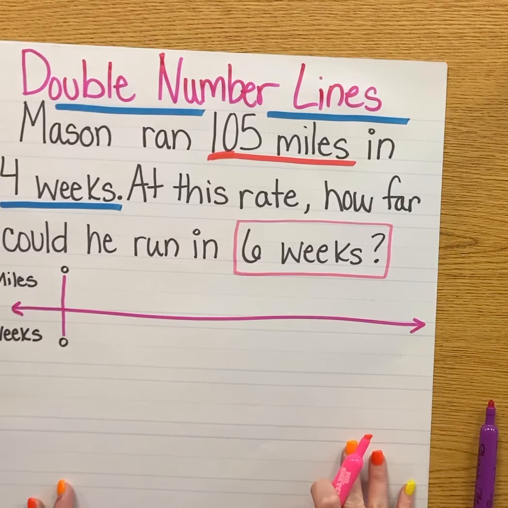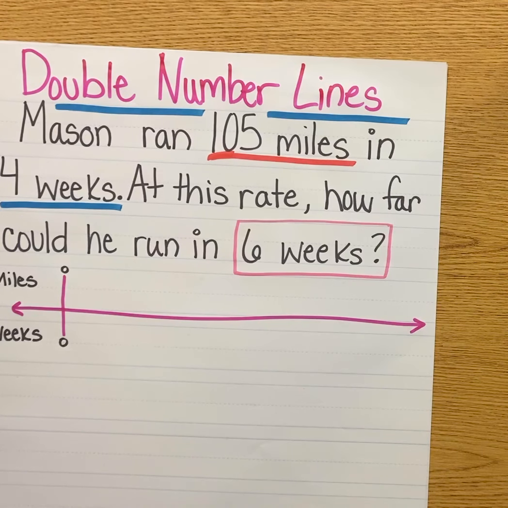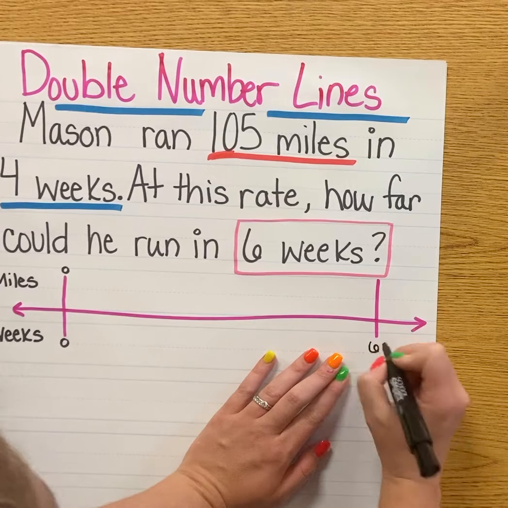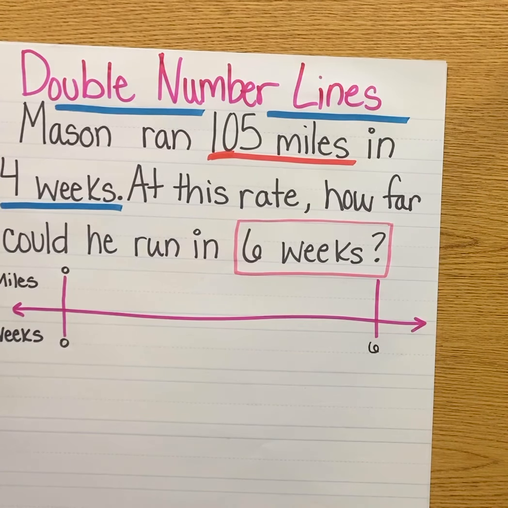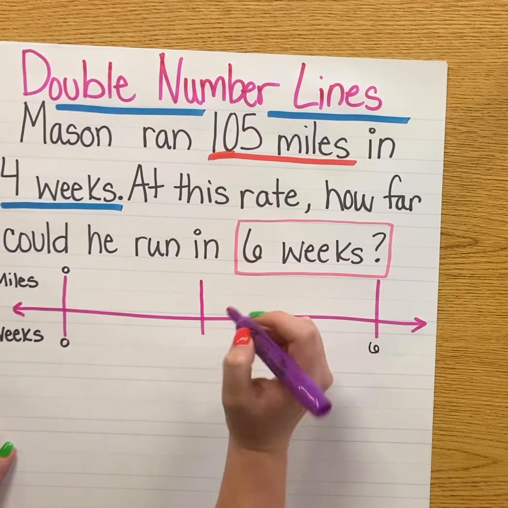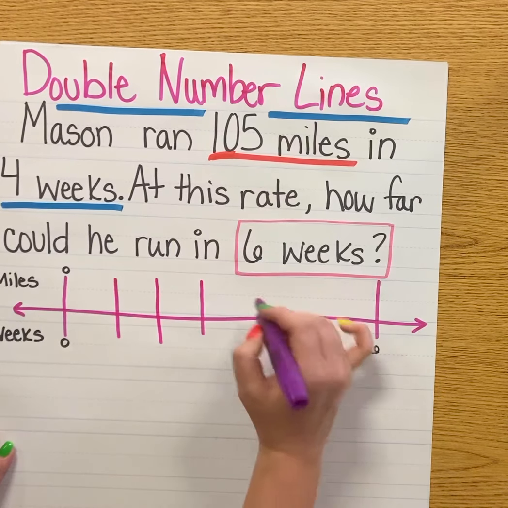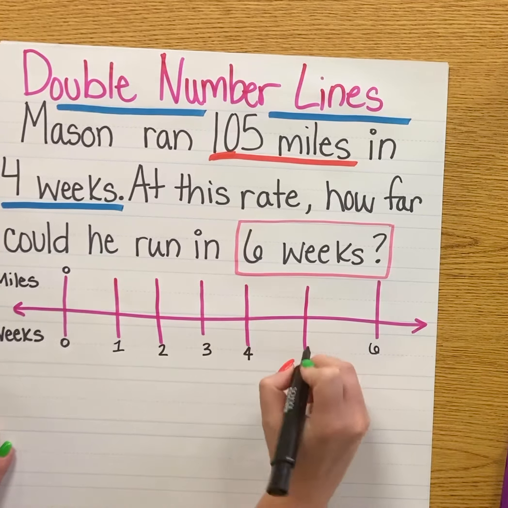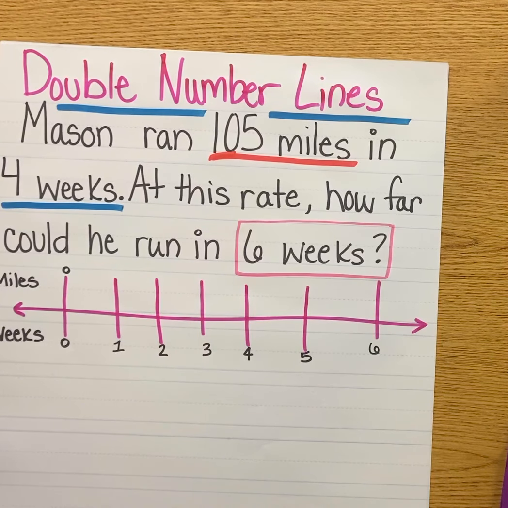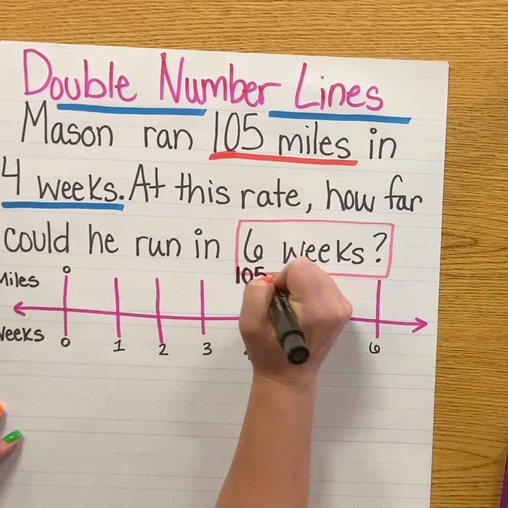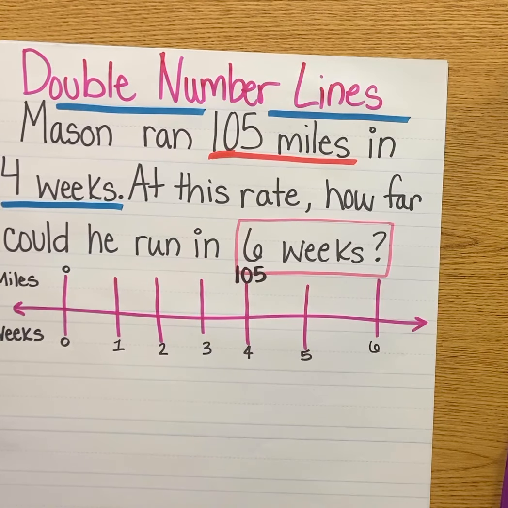in 6 weeks. So I am going to divide up my number line to base it off of 6 weeks. That's where we're trying to get to. Here, I need to be at 6 weeks, but we don't know how many miles yet. So I have to divide this up into 6 parts. So I have week 1, 2, 3, 4, 5, and the 6th week. Now, the only other information I have is 105 miles at 4 weeks, and I need to figure out how many we have at 6 weeks.